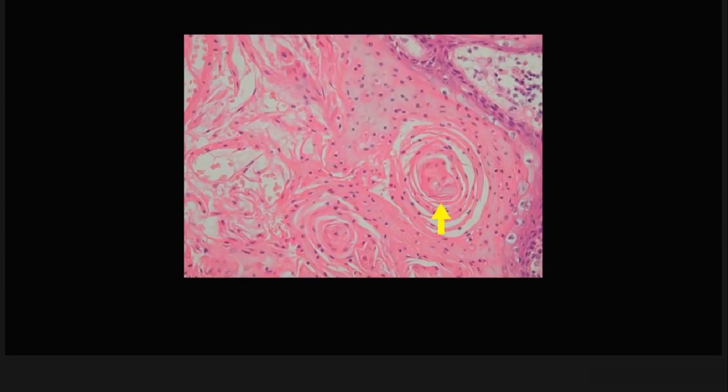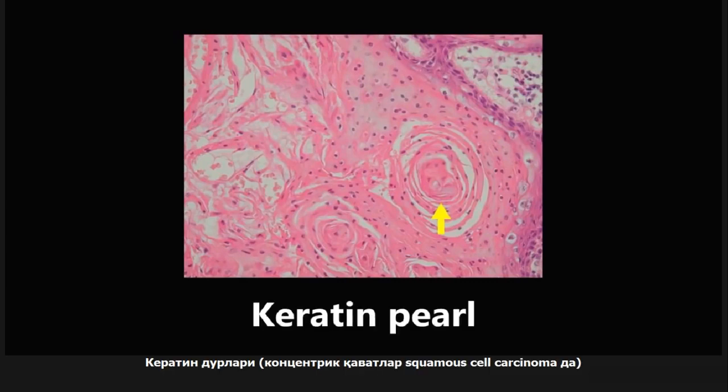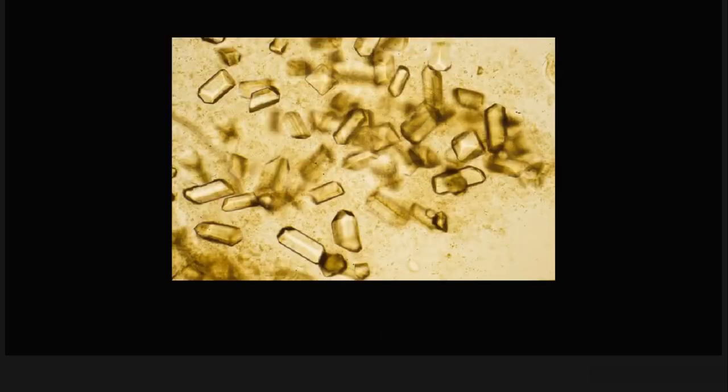In this next example, the yellow arrow is pointing to a keratin pearl. What this is, is concentric layers, which you can see here, kind of like an onion, concentric layers of squamous cells, which are commonly seen in various squamous cell carcinomas. So pretty self-explanatory. These are concentric round layers of keratin cells, of squamous cells, and it's seen in various squamous cell carcinomas. So keratin pearl.